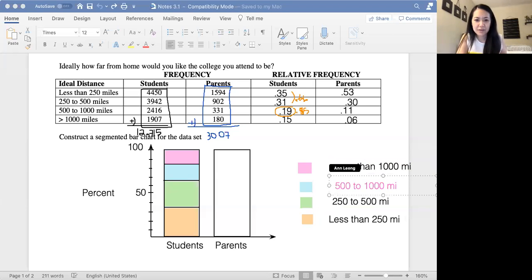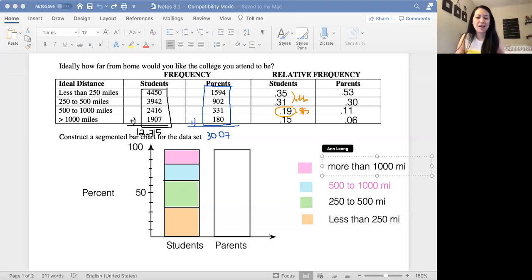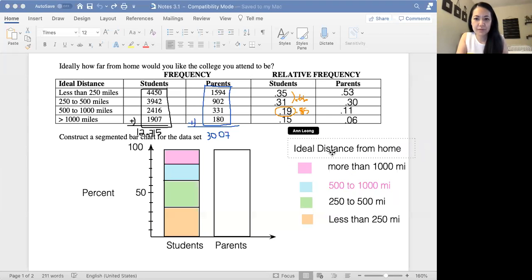All right. So then that's my key, so you know which segment represents what, right? So that's pretty important to have that key over here. So, ideal distance from home. Okay. Let's see, maybe even a little bit more. Ideal distance college is away from home. I feel like that makes it a little more clear about what this graph is about.